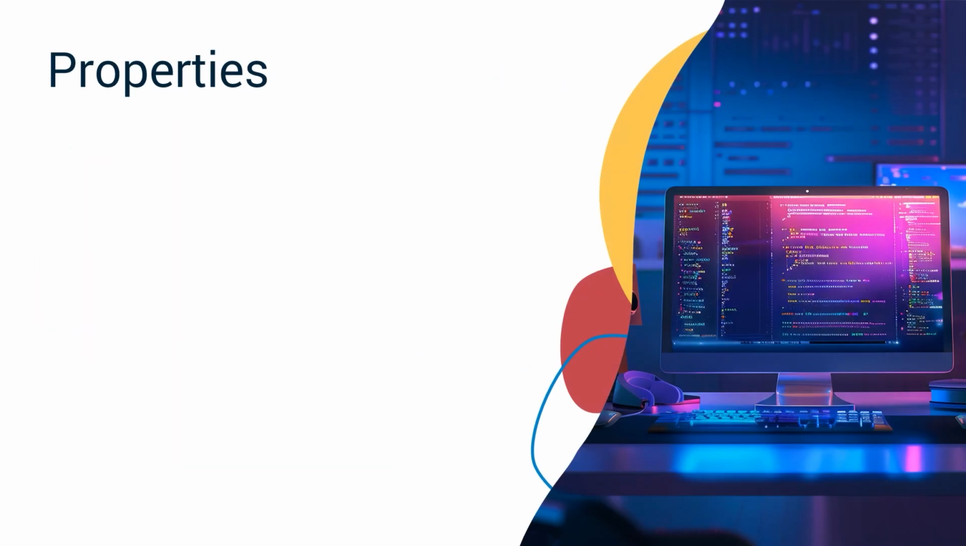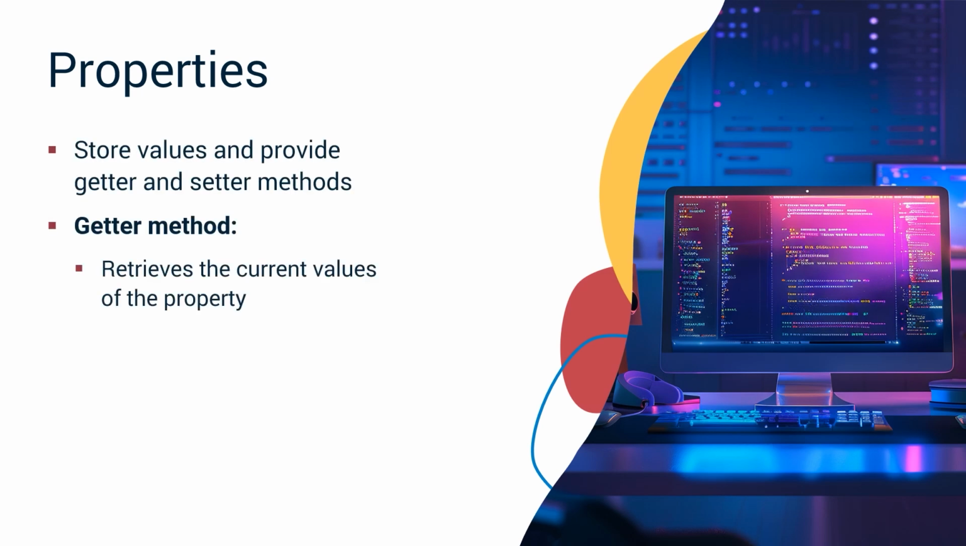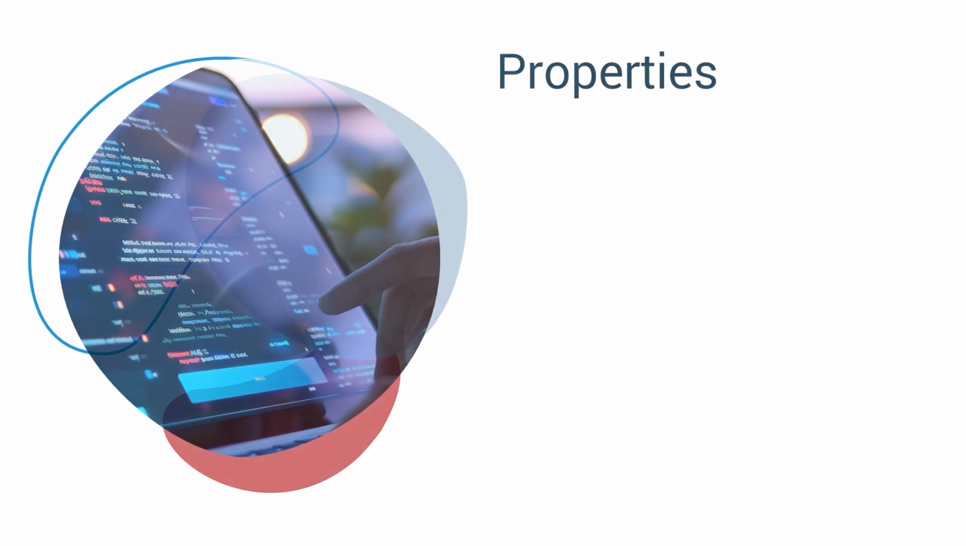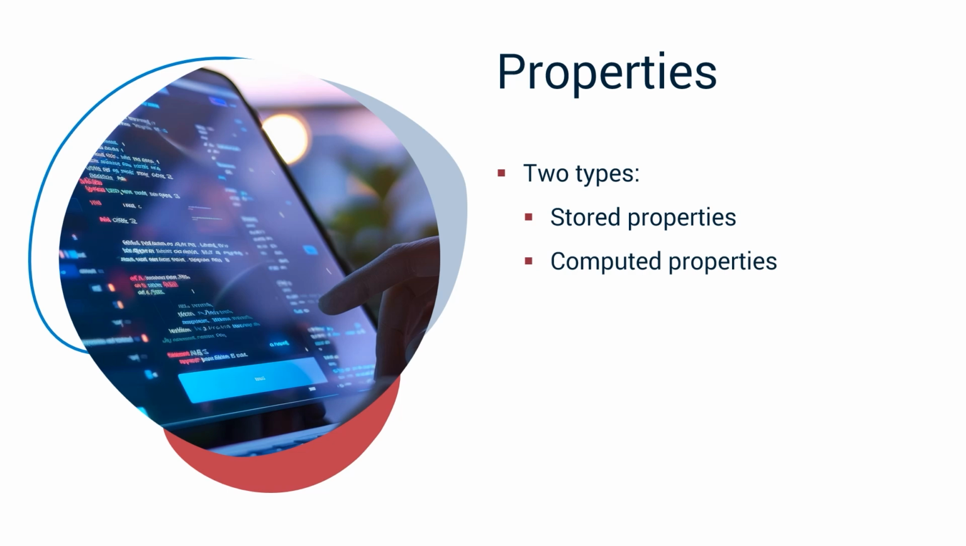Returning to properties, they can store values and provide getter and setter methods. Getter methods retrieve the current values of the property, while setter methods modify or update the property with a new value. Properties also help organize and manage data within your classes, structs, and enums, making your code cleaner and easier to understand. There are two types of properties: stored properties and computed properties.